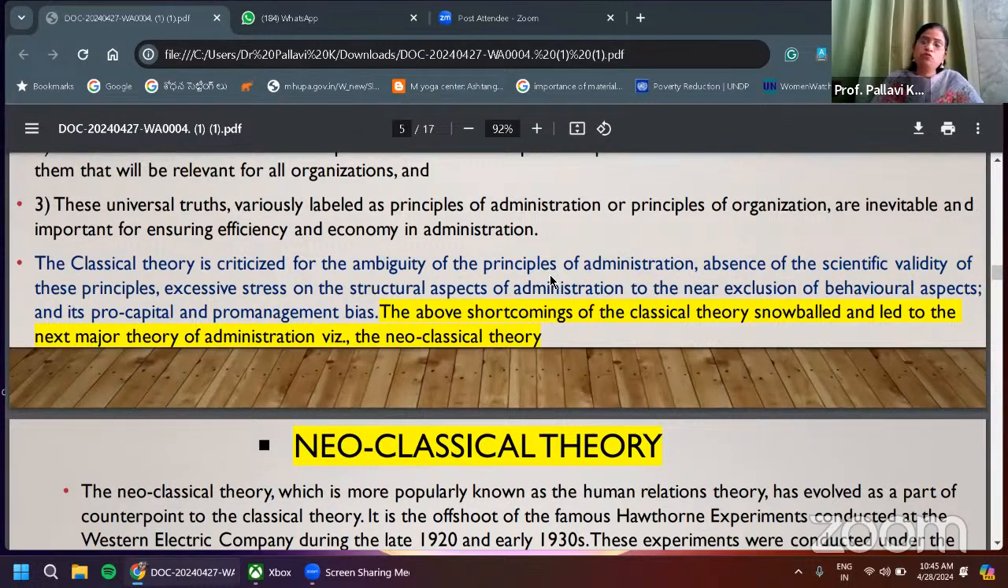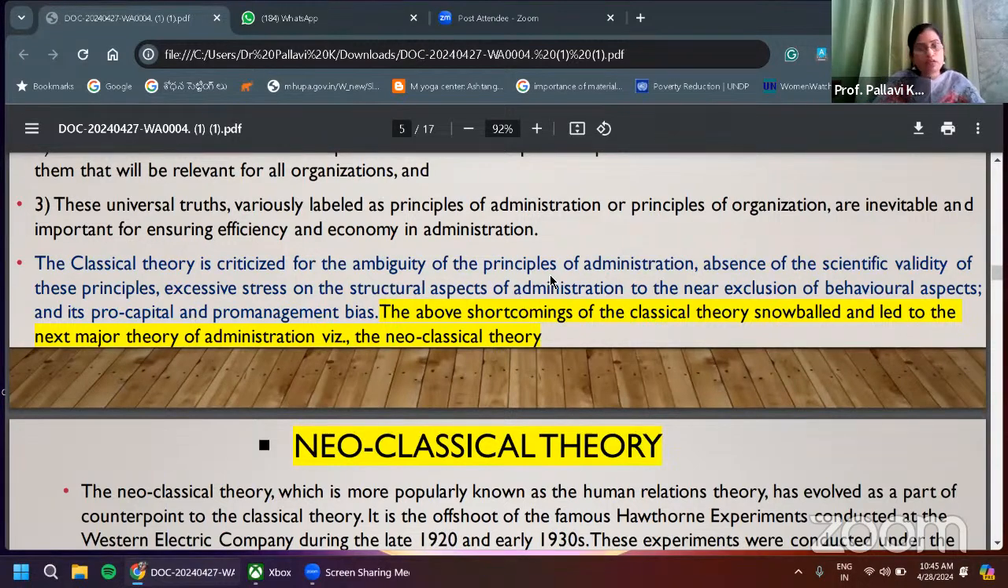But any theory has certain shortcomings also. So there is certain criticism of the classical theory, saying that the principles are just like proverbs, they cannot be applied to every organization. And the principles are contradictory in their own way.